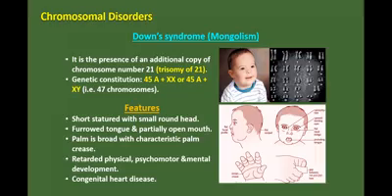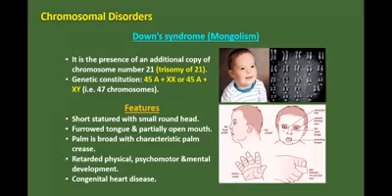What are the characters if the person has 47 chromosomes, with one extra chromosome added? What will be the character? The features: short stature with a small round head, furrowed tongue, and partially open mouth, which we can see.